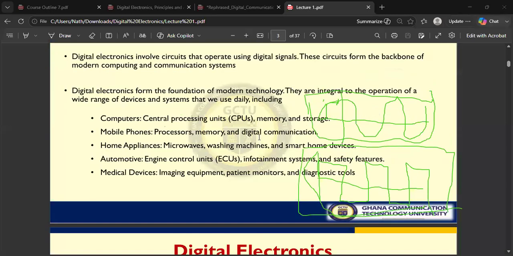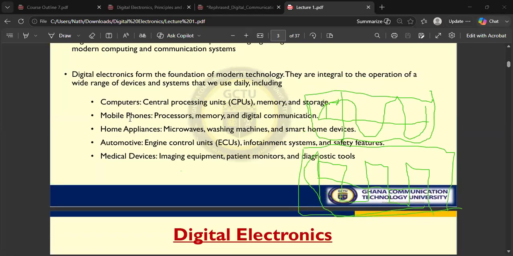We have the computers, right? The computers are made up of the central processing unit, memory, and storage. The CPU, or central processor, is the brain of the computer, the system that performs arithmetic operations and logical operations. At the same time it does what you call control. When you say control, it means it takes the information from memory. The memory basically is the area where we store information, the same way with the storage as well.